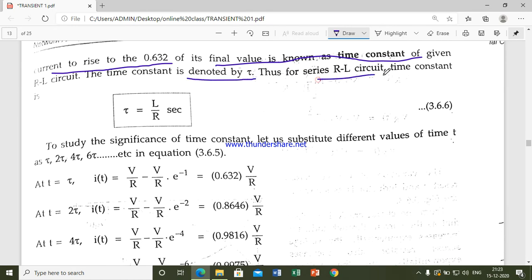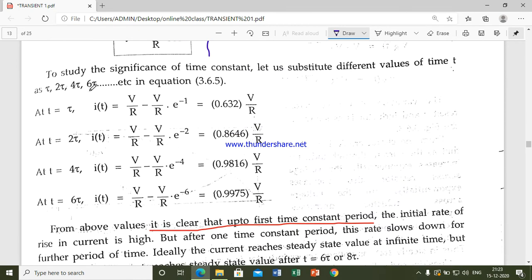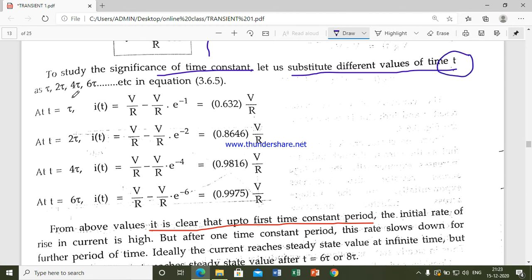Thus, for a series RL circuit, the time constant tau is represented by tau equal to L by R seconds. To study the significance of the time constant, let us substitute different values of time: t is nothing but tau, 2 tau, 4 tau, 6 tau.